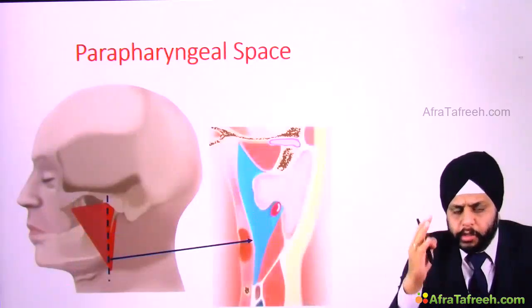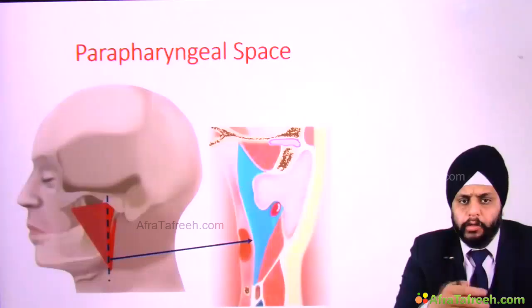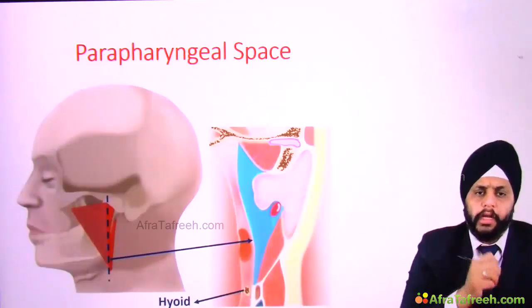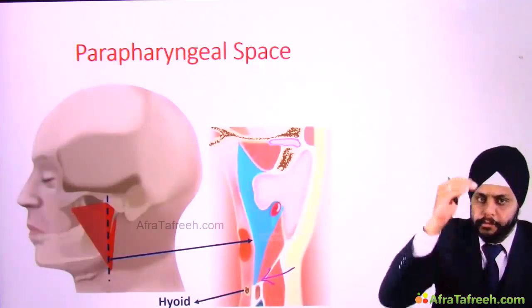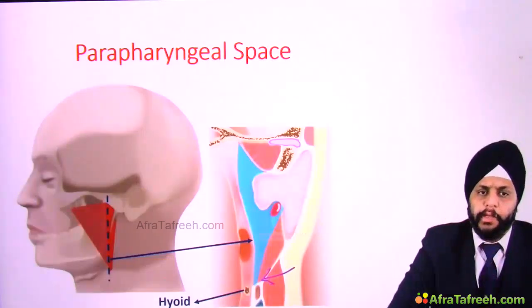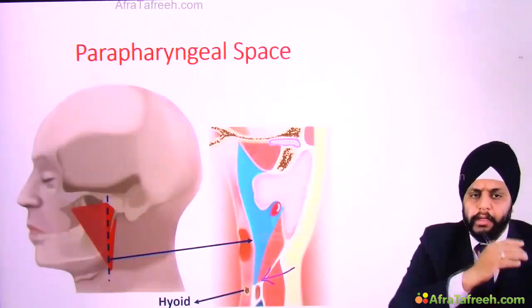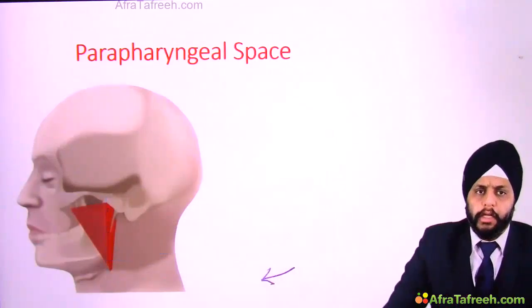Now let's take a cross section in the posterior aspect. This is the posterior aspect of the parapharyngeal space. Right till the apex, I have taken a cross section. You can see over here the hyoid bone. This is the tip of the pyramid. So the parapharyngeal space ends at the hyoid bone. We have discussed this space already in detail.